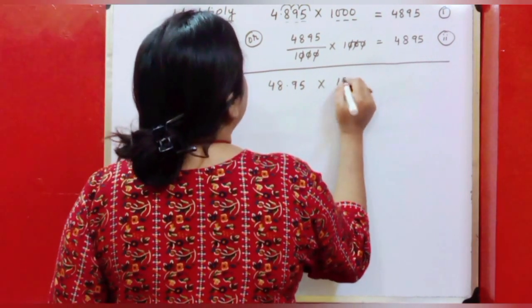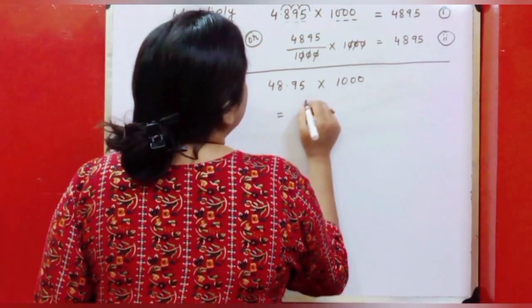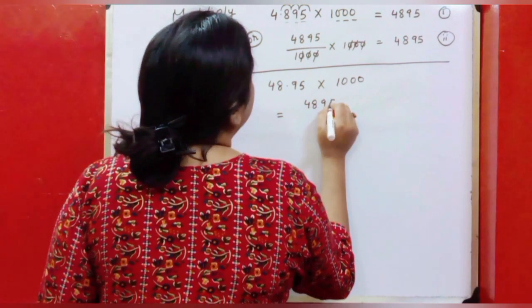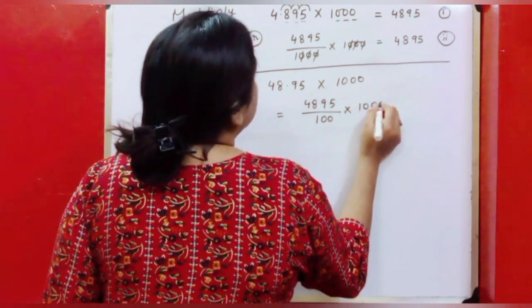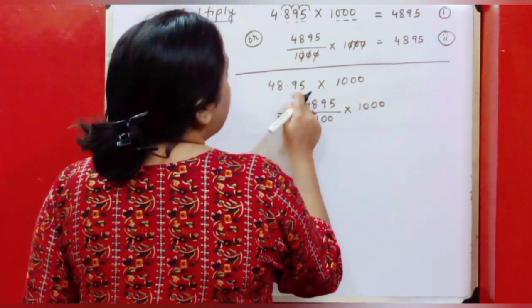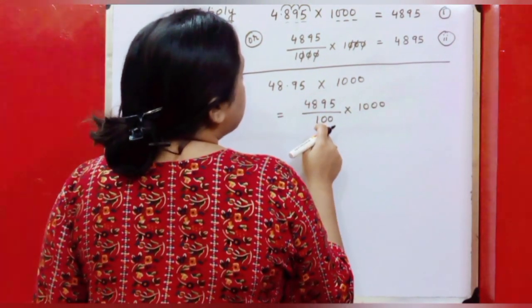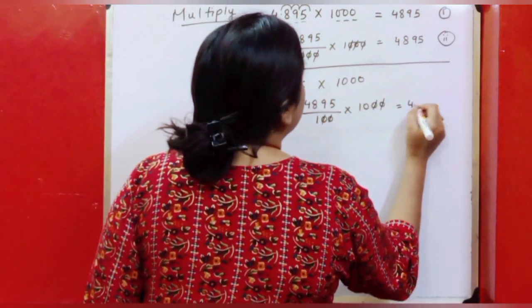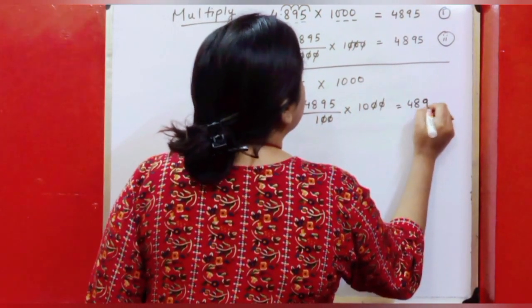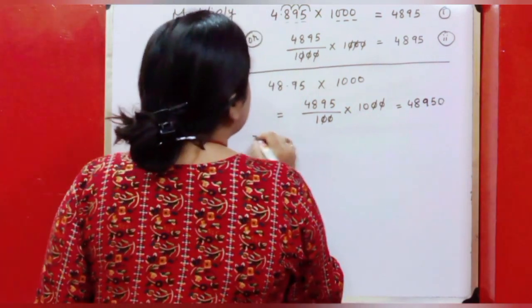48.95 multiplied by 1000. So 4895 by 100 multiplied by 1000. Two digits are here after this decimal, so this will be 100. So 0000. 48950 is the answer.